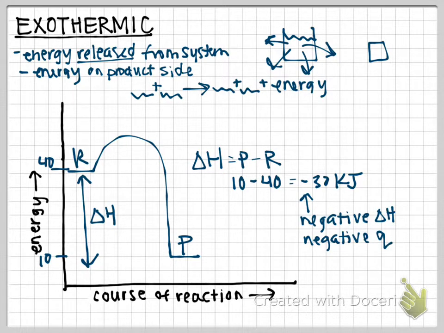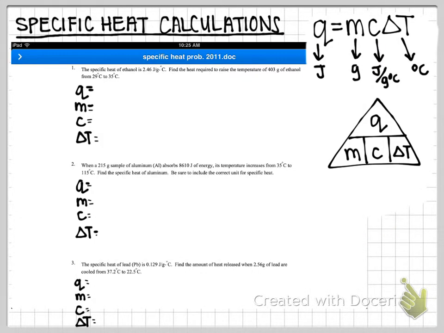And then for here, your activation energy is the difference between the top and the reactants, or energy of activation. Alright, the next part is specific heat calculations, where you use the equation Q equals mc delta T. Q is measured in joules, M is measured in grams, C is the specific heat, and that's in joules per gram per degree Celsius, and delta T is change in temperature in degrees Celsius. I also put the triangle here so that it will help us manipulate the equation.